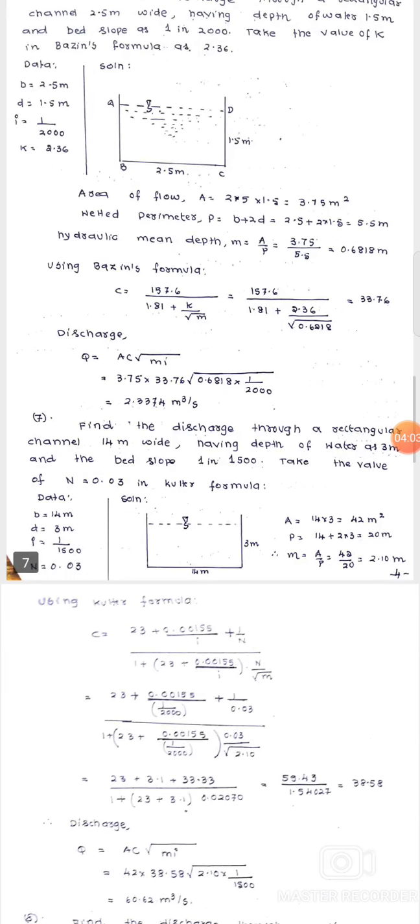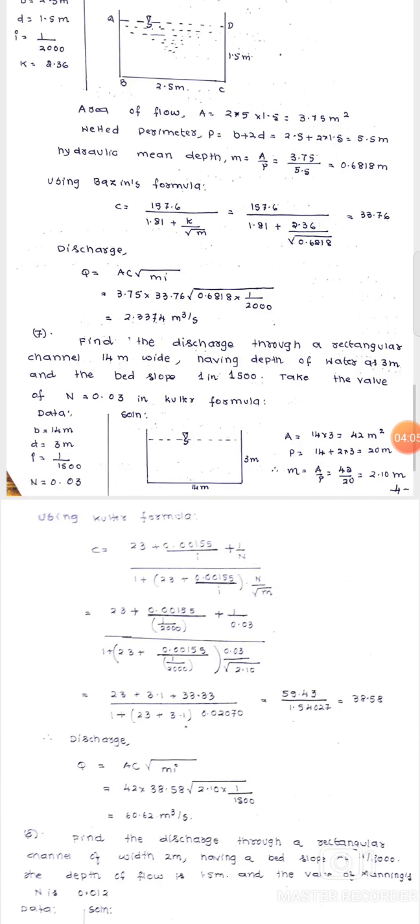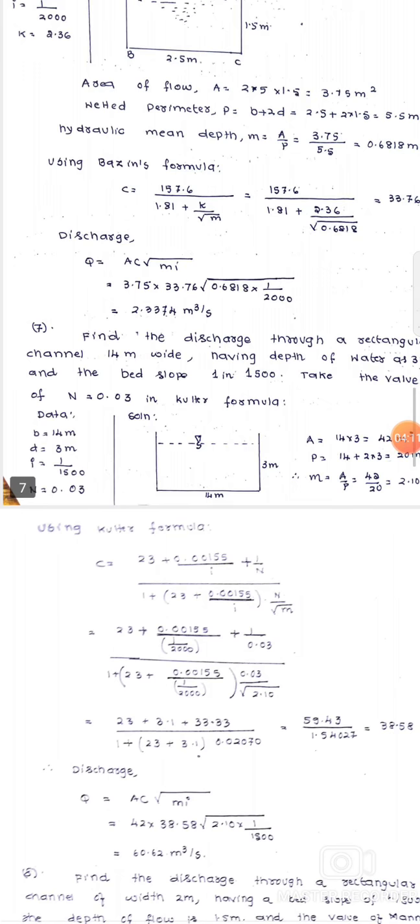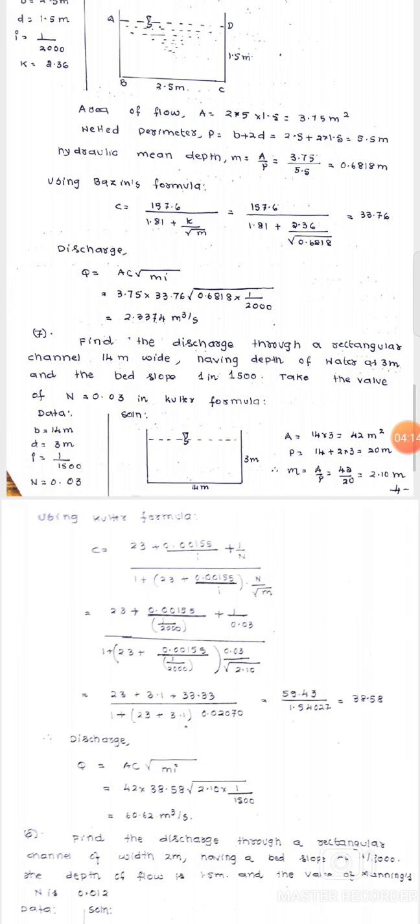Then the seventh numerical: find the discharge through a rectangular channel 14 meter wide, having a depth of water of 3 meter and the bed slope is 1 in 1500. Assume the value of n in Kutter's formula as 0.03. In the previous problem we used Bazin's formula. Now here we have to use Ganguillet-Kutter's formula, that's why n is given. With the help of that we have to find the Chezy's constant.